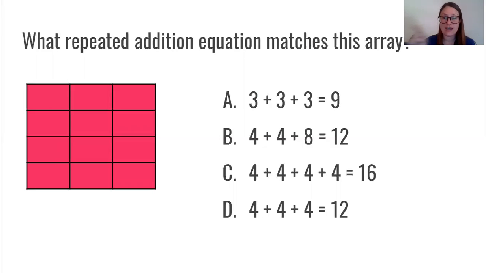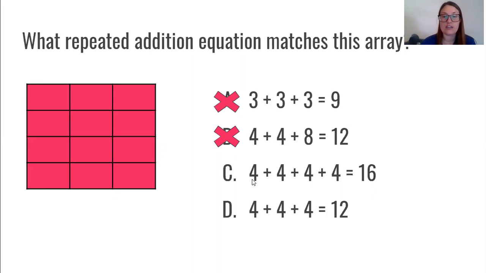Oh no. There are 3 squares in each row, but how many rows are there? How many going side to side? Yeah, there are 4 rows. This only represents 3 rows. So that cannot be the correct answer. Let's move on to B. 4 plus 4 plus 8 equals 12. I hope in your head you're saying, that's not a repeated addition equation. That can't be correct. Repeated addition is when you add the same number together each time. Is 8 the same as 4? No, it is not. So that number cannot be correct.